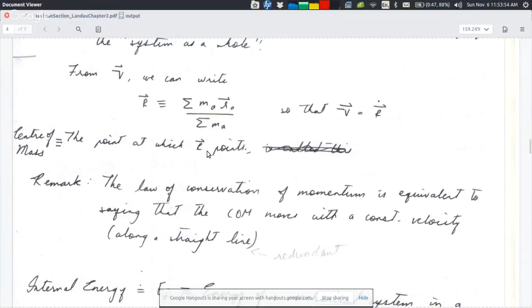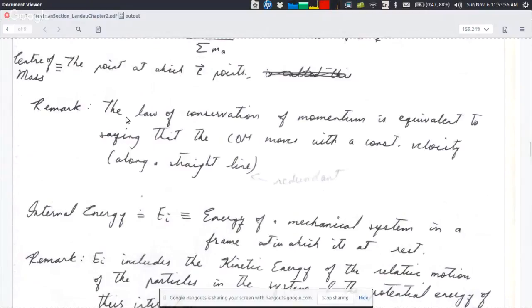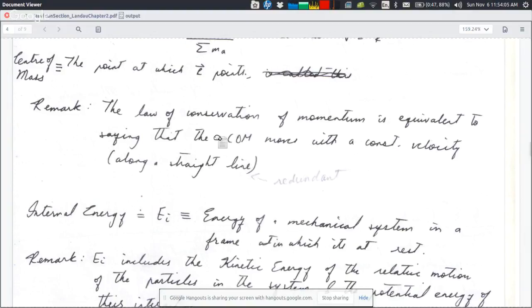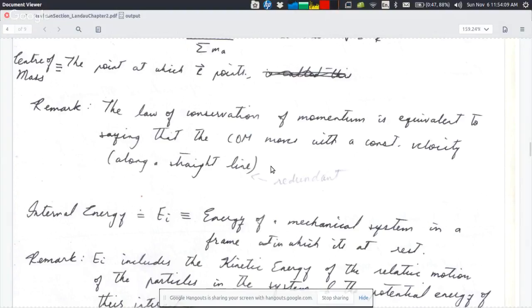The remark is that the law of conservation of momentum is equivalent to saying that the center of mass moves with a constant velocity.